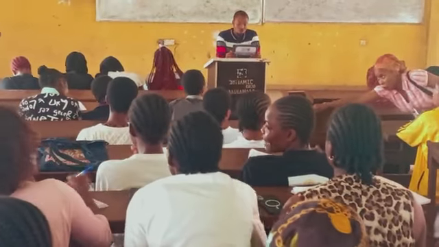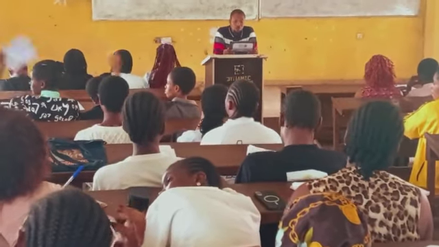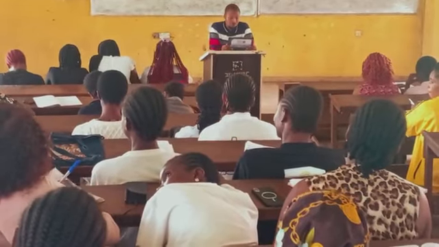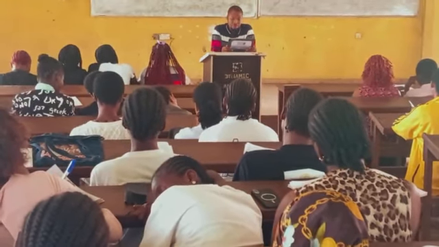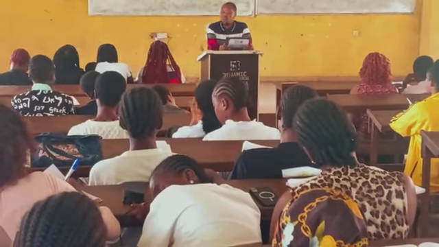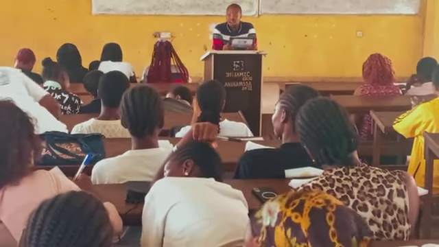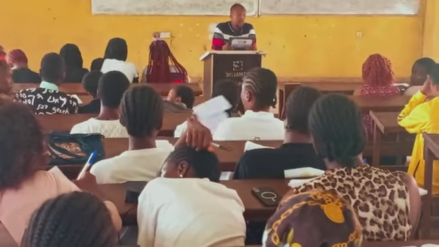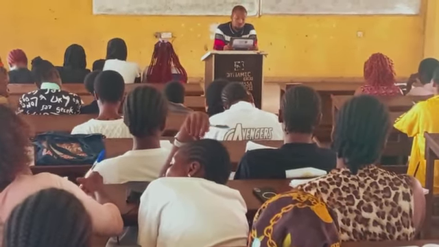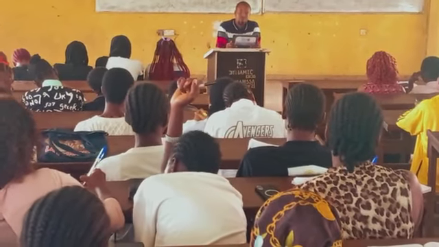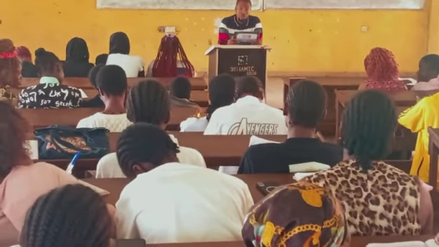Next question. What condition is indicated by abnormal leukocyte proliferation? A. Anemia. B. Hemophilia. C. Leukemia. D. Thrombosis. What is the correct option? C. Very correct. Leukemia. Not anemia. It's leukemia. Okay?